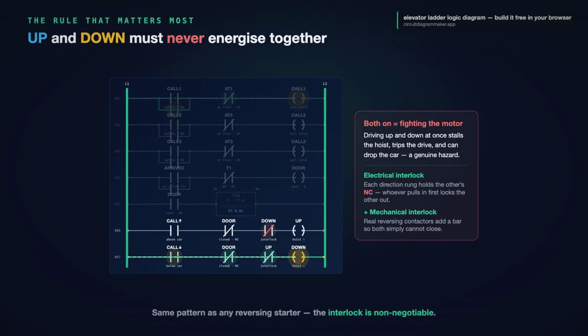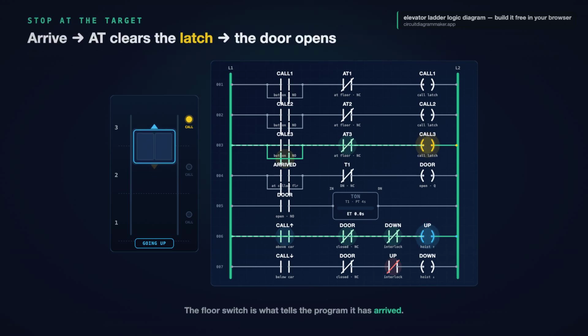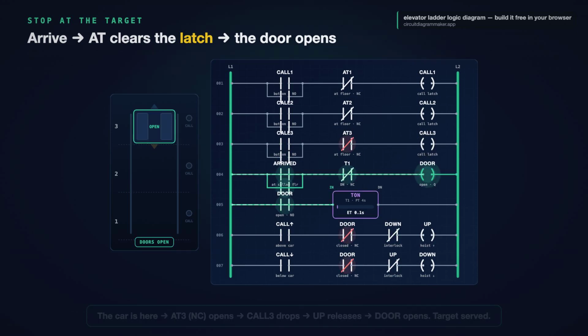Let us slow down the arrival, because stopping cleanly is the whole point. The car is climbing toward floor 3 with the call latched. The floor 3 switch closes, at 3 goes true. Two things happen in the same scan. On the call rung, at 3 is a normally closed contact, so it opens and drops the call 3 latch. The call is served and cleared. And with that call gone, the up rung loses its condition and the up contactor releases, the motor stops. Then the door rung sees the arrival and opens the door. The floor switch is the single input that turns moving toward a target into arrived, stop, and open.